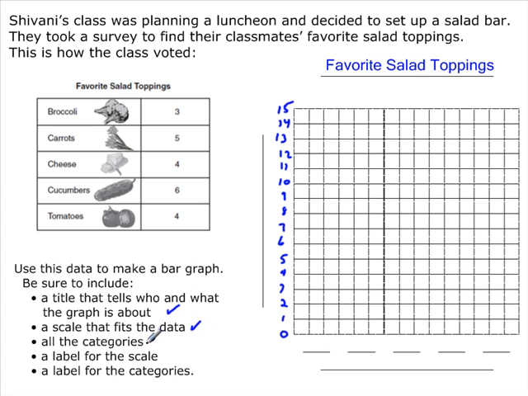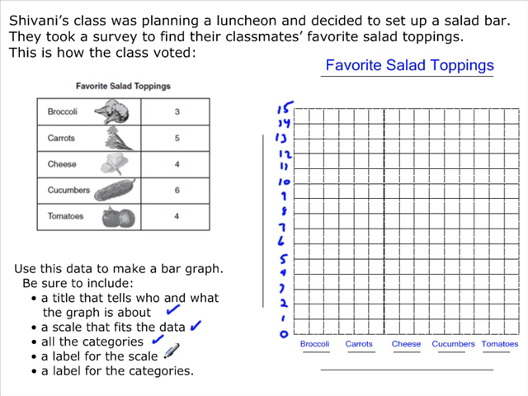And now all the categories. Well, the categories are the types of salad toppings. So I'm going to quickly bring these in. Broccoli, and then carrots, and then the next one down is cheese, and then cucumbers, and then tomatoes. Looks like these are all in alphabetical order. Okay, and so now we've done all the categories.